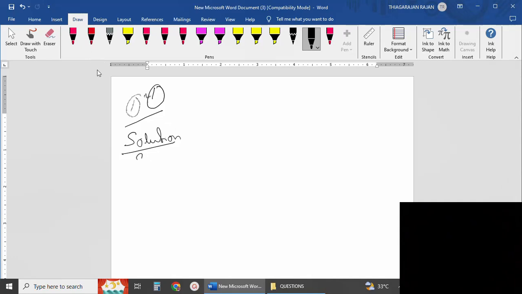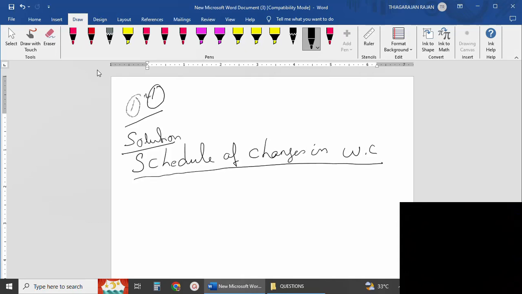The solution is all about the format: schedule of changes in working capital. I am going to use only WC for working capital. First we have to take the current assets. Here is 1998 and it is 1999, and this column is increase and this column is decrease. This is common for all the problems. So, current assets.